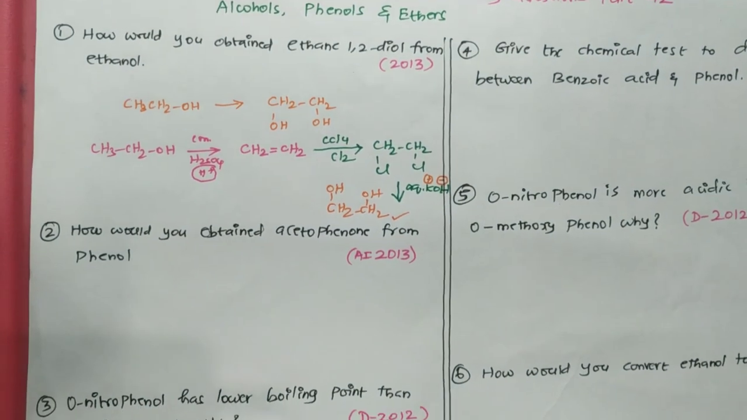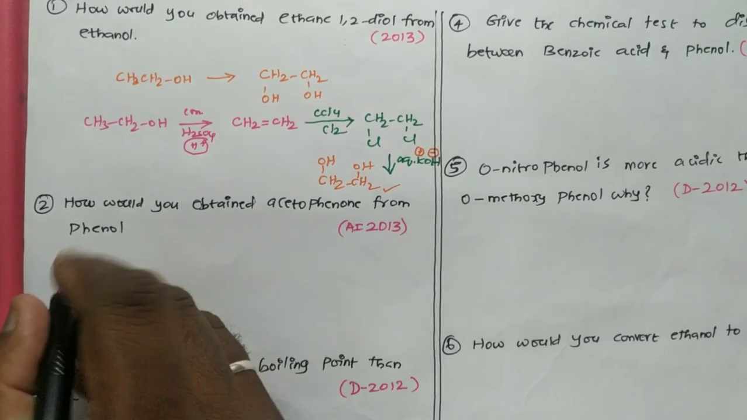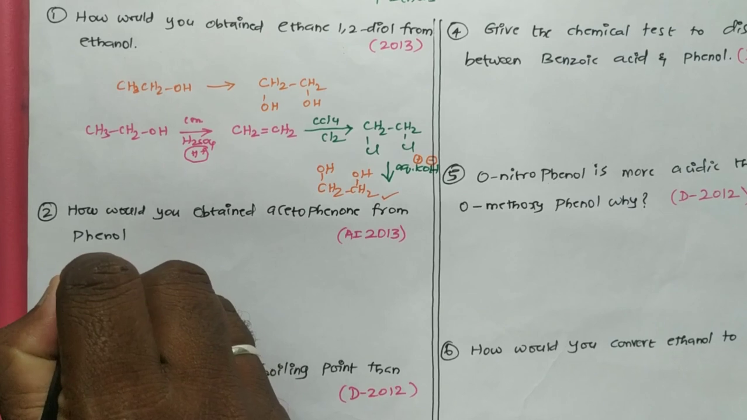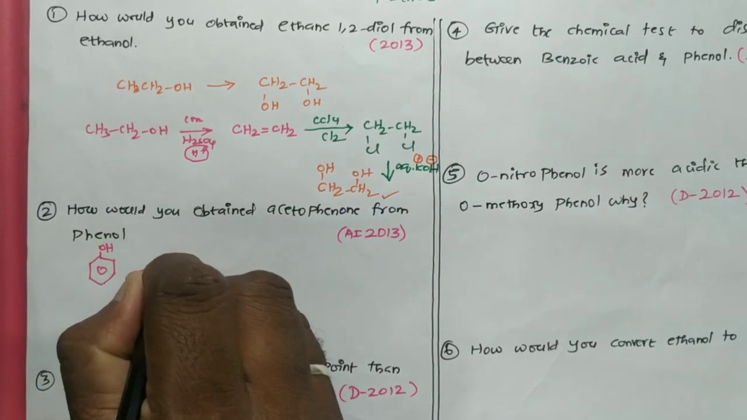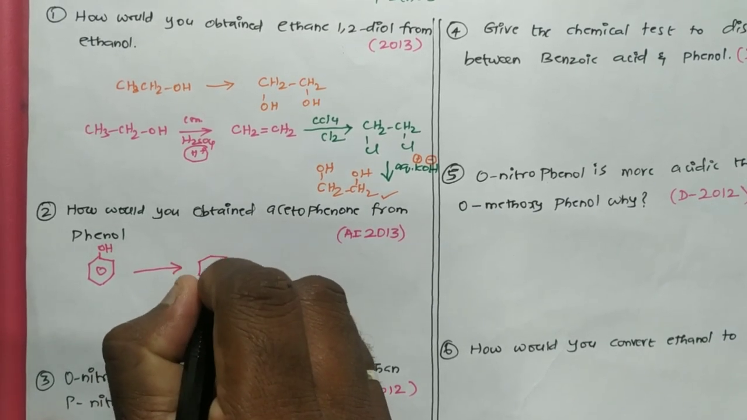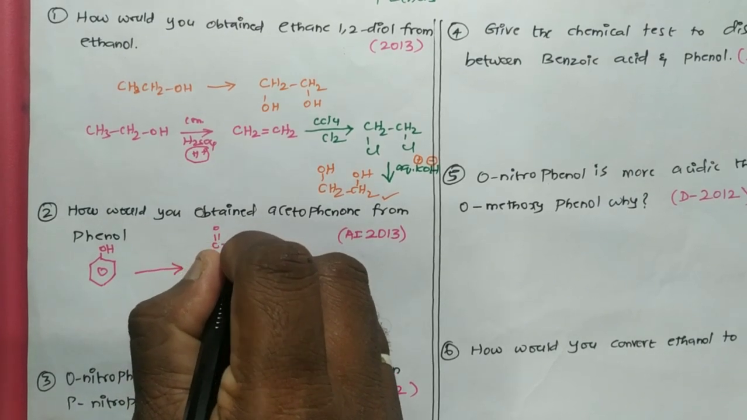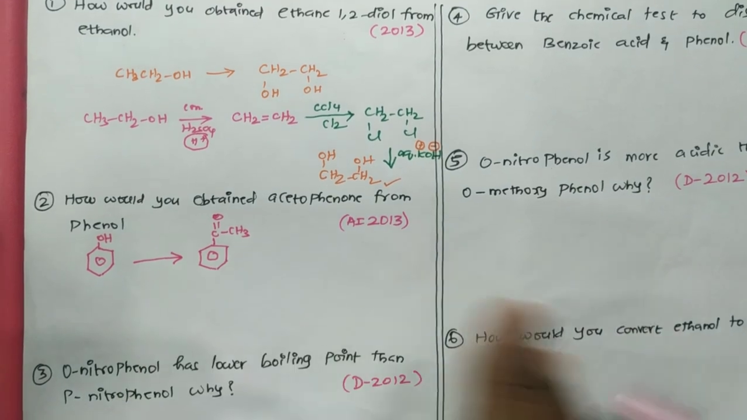And next question, how would you obtain acetophenone from phenol? So I have to write the phenol structure initially. This is the structure of phenol, with OH. And I have to get acetophenone. Acetophenone is nothing but a benzene ring along with C double bond O, CH3. This is the aceto group and this is the acetophenone.